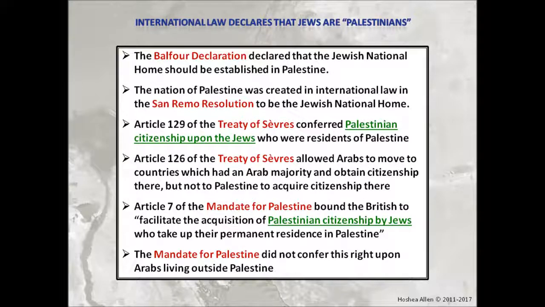Further, Article 126 of the same treaty allowed Arabs to move to countries which had an Arab majority and obtain citizenship there, but they weren't allowed to move to Palestine and obtain citizenship there. Why not? Because Palestine was earmarked for the Jewish people.